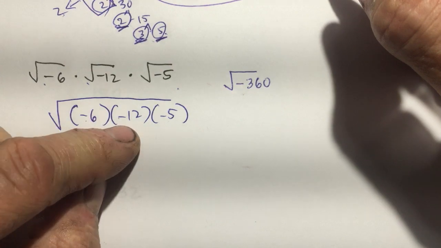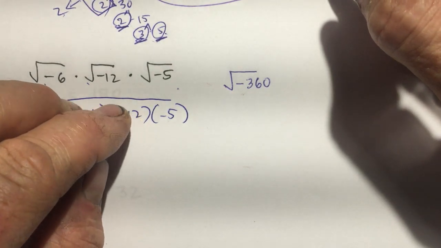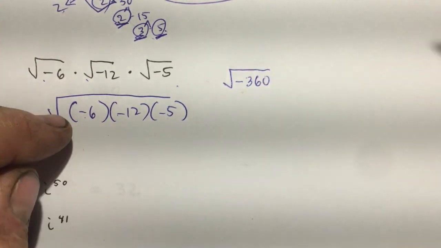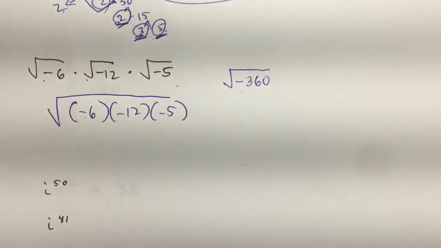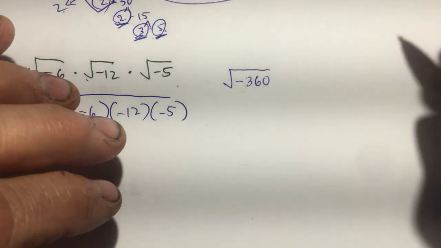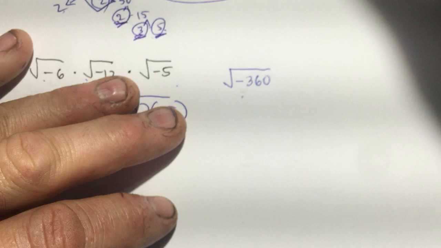Negative 6 times negative 12 is positive 72. And then positive 72 times negative 5 is negative 360. Usually what I do is I just multiply them, and then however many negatives there are, if there's an odd number of them, it's negative. If there's an even number of them, it's positive.